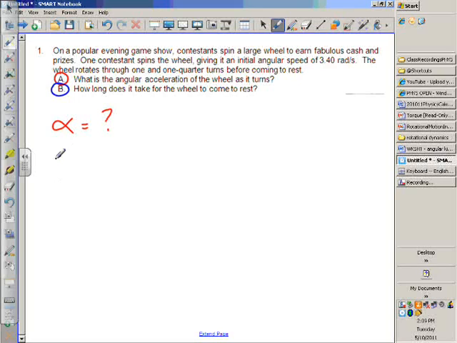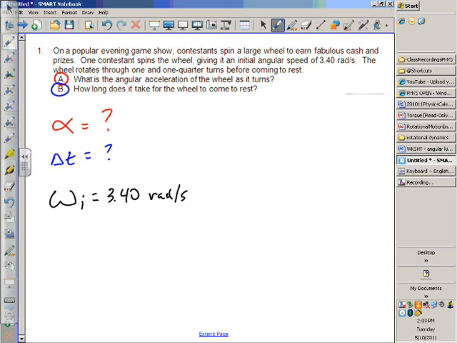That's time. Okay, so delta T is going to be our unknown for part B. Okay? Good there? All right. What are we looking for? What's the next step? What do we know? So, what's something that we know? Angular speed. Which angular speed? An initial. So that's going to be omega. Okay? So that's omega initial is 3.40 radians per second.